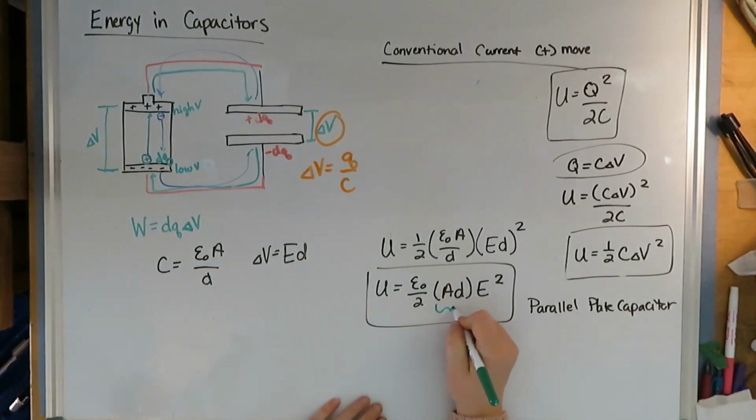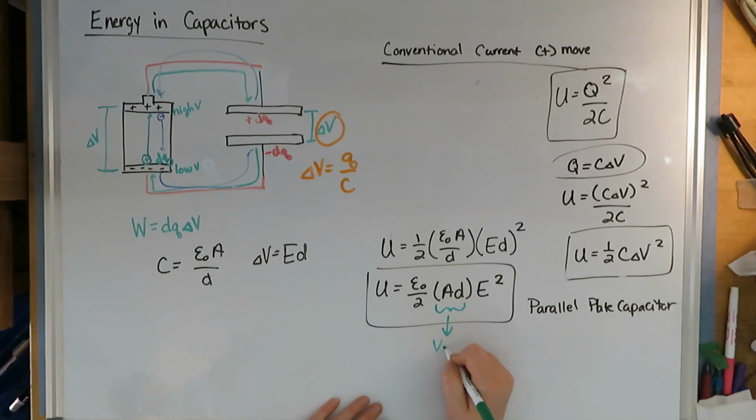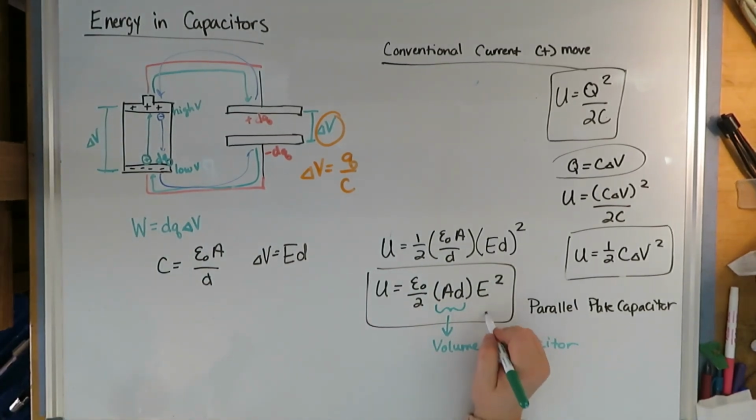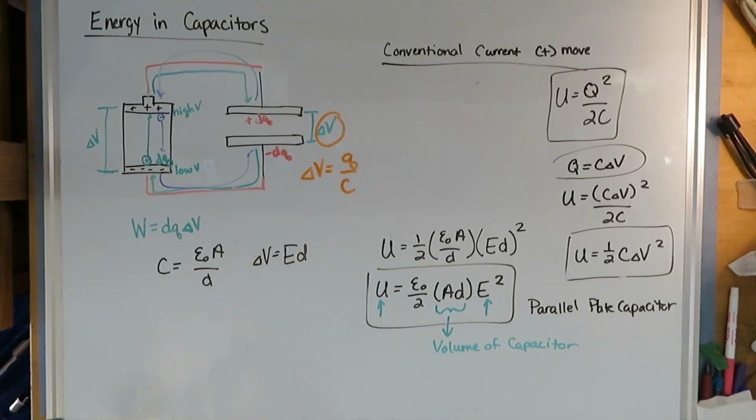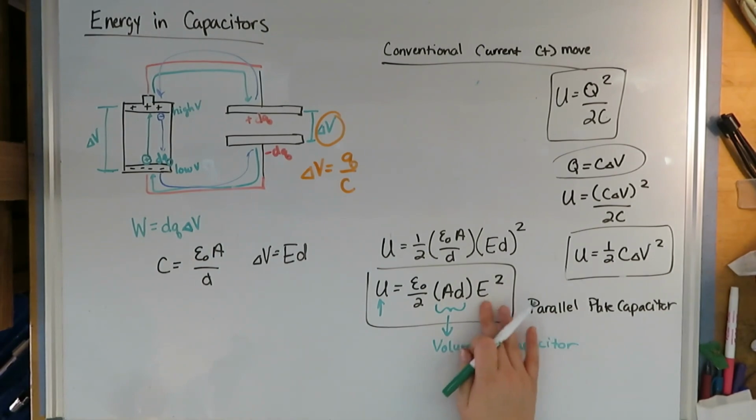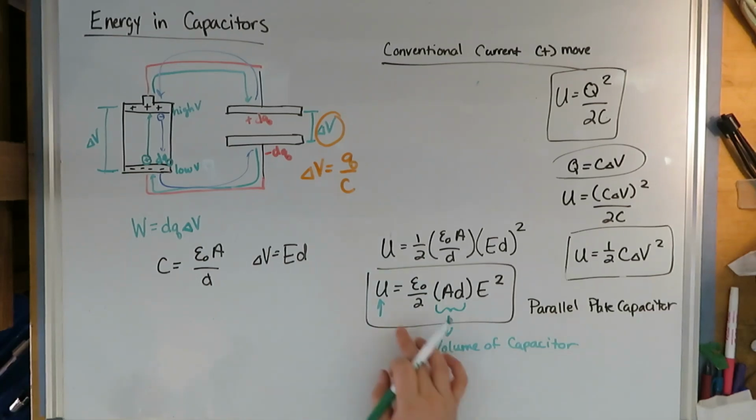This is really interesting right here because this is the volume of the capacitor. So what this tells you is that if I have a particular capacitor, in this case a parallel plate capacitor, the stronger the electric field, the more potential energy. I think that kind of makes sense. But then it's also dependent on the volume of the capacitor. So if I have some electric field and it's occupying a larger volume, then I'm also going to get a larger potential energy.